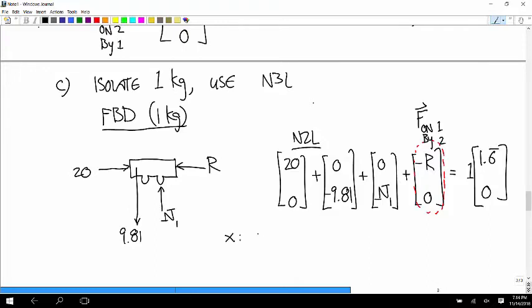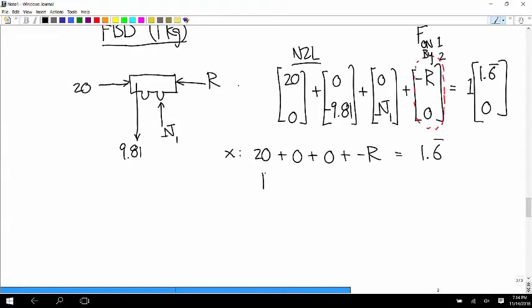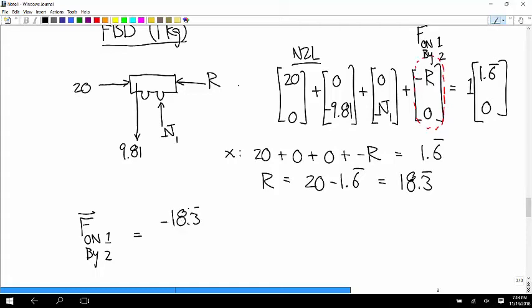So the x equation says 20 plus 0 plus 0 plus negative R is equal to 1.6 repeating. And so R is equal to 20 minus 1.6 repeating, or 18.3 repeating. That means if we plug this value for R into the vector, we get that the force on 1 by 2 is equal to negative 18.3 repeating, 0. Or we can also write that as a magnitude of 18.3 repeating in the negative x direction, so this way.